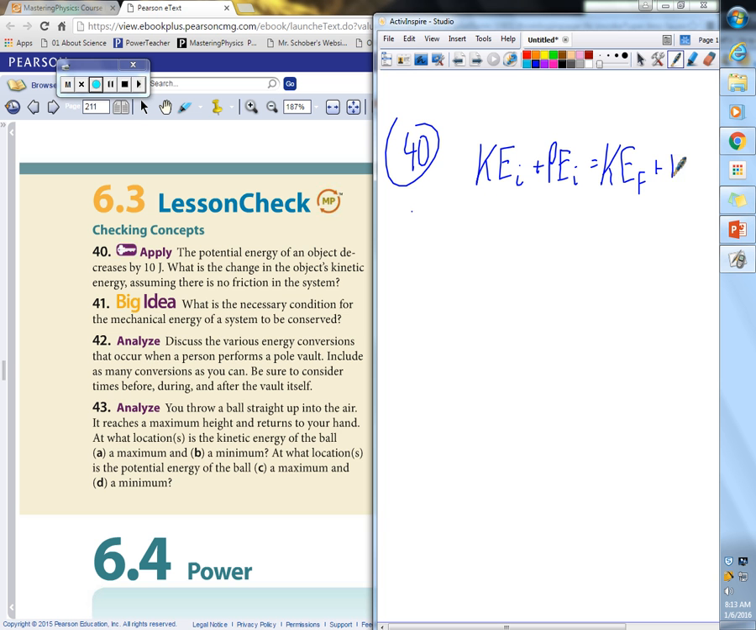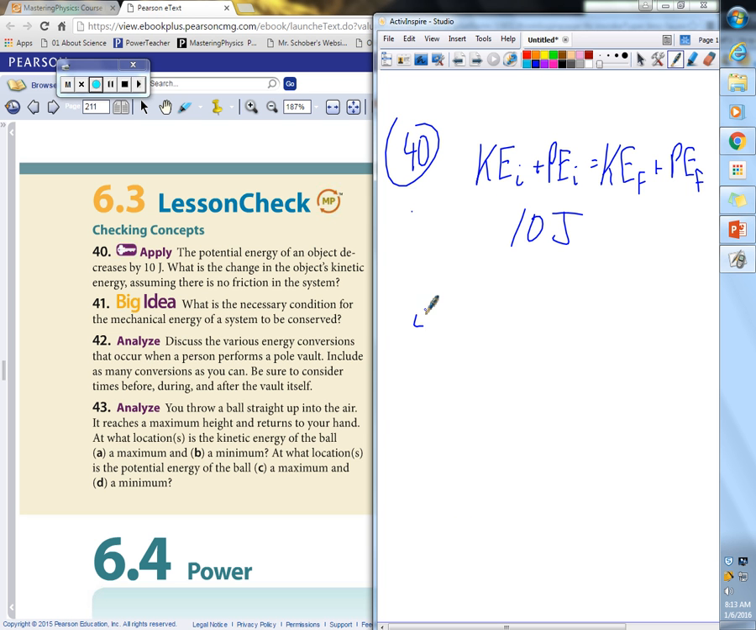But in general, and we should know this from yesterday, whatever potential energy is lost has to turn into kinetic energy. Okay? It can only be one of two things. So if we've lost 10 joules of potential energy, that means that kinetic energy would have had to gain that much, as long as there's no friction. So the answer for 40 is simply just 10 joules. The amount that one type of energy loses, the other type has to gain.